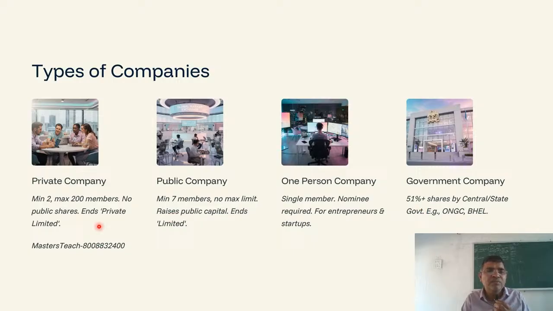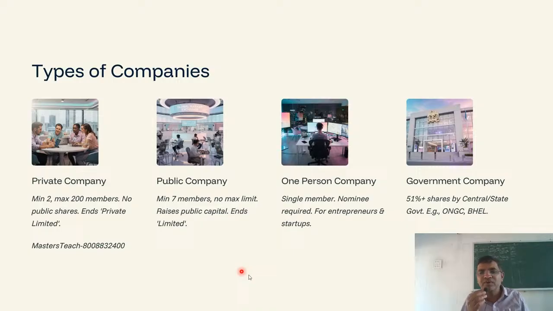In a private company, the minimum is 2 persons and the maximum is 200 people who can join. There is no public share, it is only for private people, and the name ends with Private Limited. And for a public limited company, the minimum is 7 persons and there is no maximum limit on the number of people who can join the company, and they become owners of the company. They raise cash or capital from the public, and the name ends with Limited.